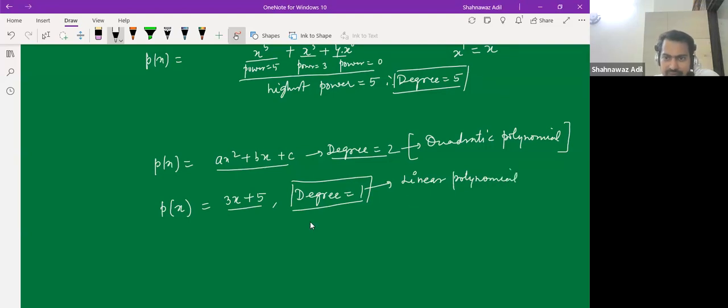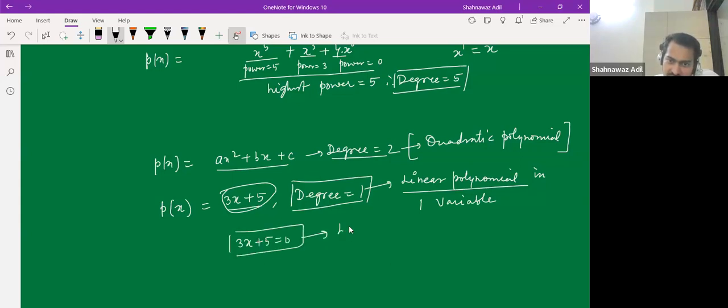Clear? Right. And how many variables are there? One. So this is a linear polynomial in one variable. And if I equate it with 0, this is called the linear equation. Whenever I equate it with 0, it is called an equation in place of a polynomial. So linear equation in one variable.